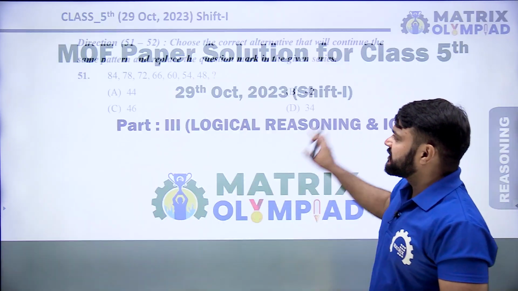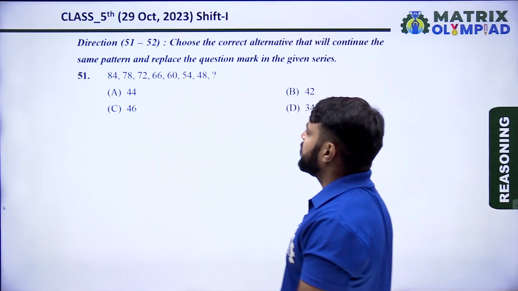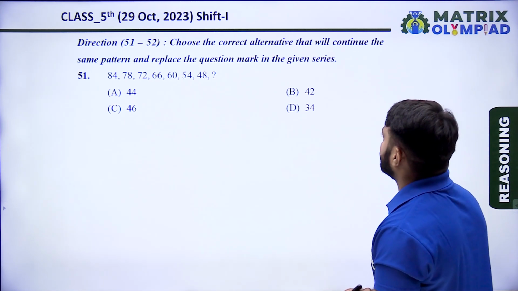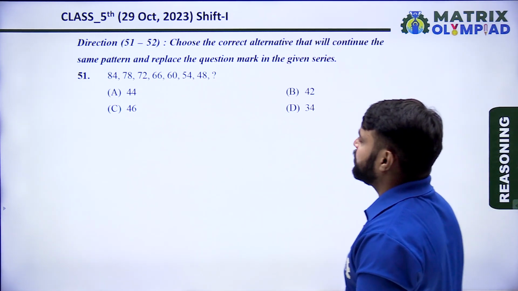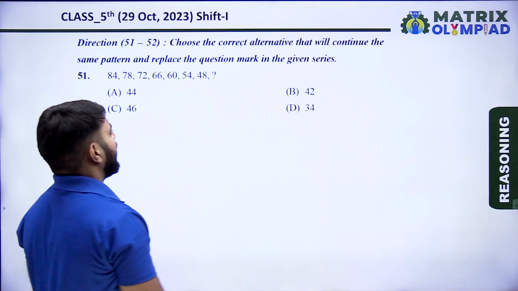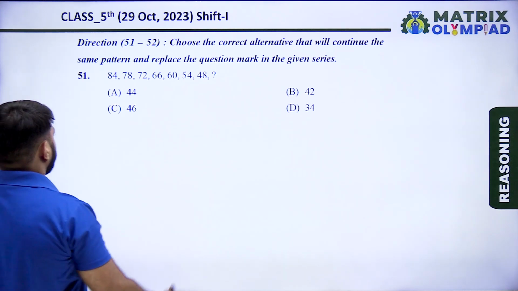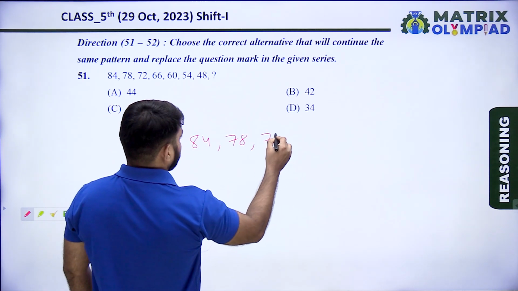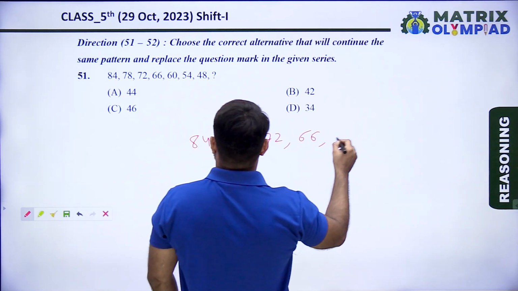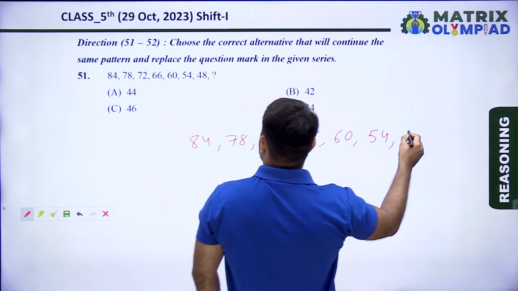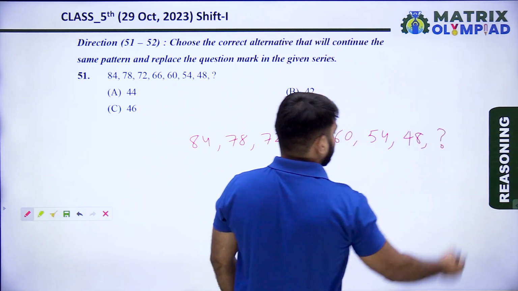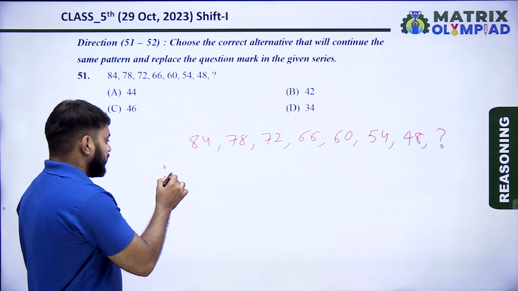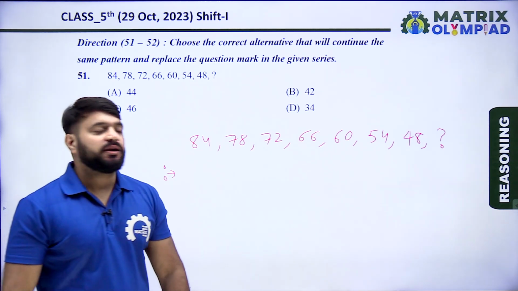So let's get started. Question number 51. Choose the correct alternative that will continue the same pattern and replace the question mark in the given series. The series is 84, 78, 72, 66, 60, 54, 48, and find the next number of the series. So first find the pattern of the series.